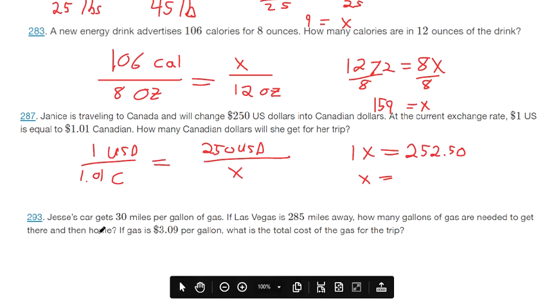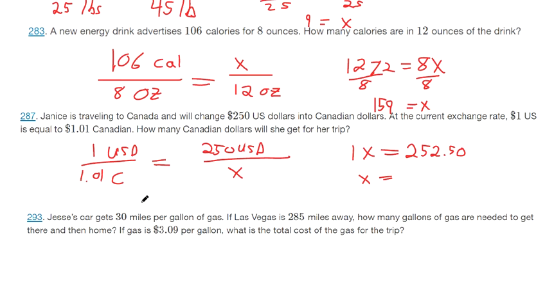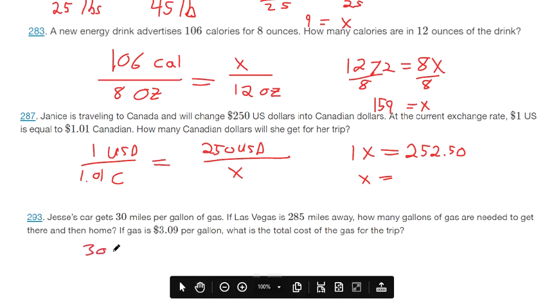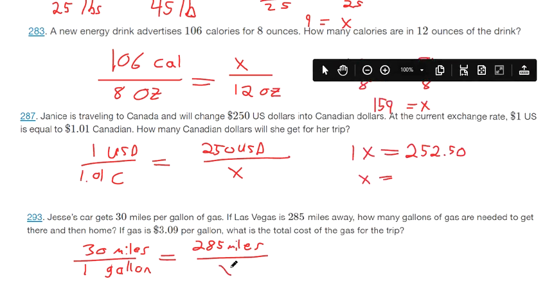Jesse's car gets 30 miles per gallon of gas. So if Las Vegas, so here, we can make a ratio right there. 30 miles per 1 gallon. And so we want to find out what happens when we have 285 miles. So that goes up top. How many gallons? That's x. That goes in the bottom. That's something we don't know.